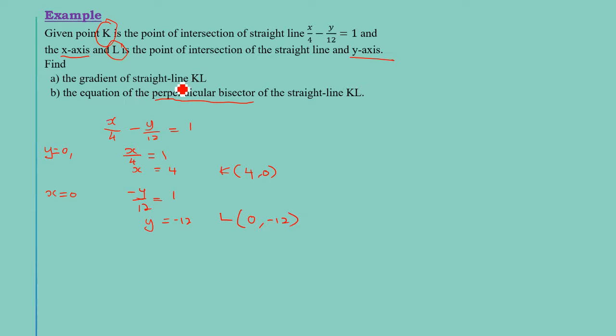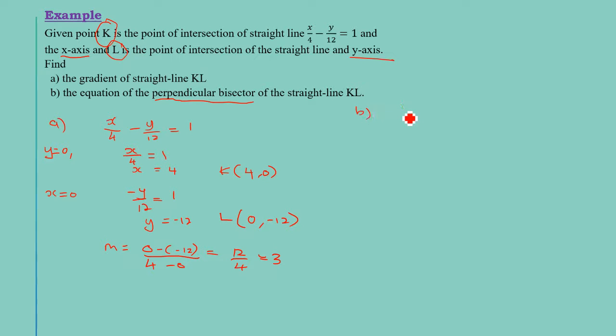So they ask you to find the gradient. So you already know what your K and your L are. So now you can find your gradient. So gradient will be m. Find the difference in your y value, so 0 minus -12, divide by the difference in your x value. So you get 12 over 4, which equals 3. So this answers your part A.